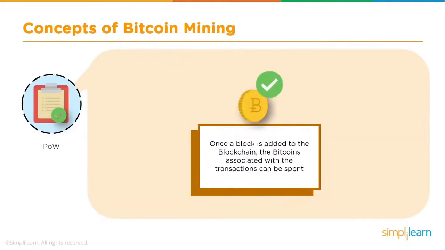Now, once a block is added to the blockchain, the bitcoins associated with the transactions can be spent. So once the block is validated, the bitcoins associated with the transactions aggregated in the block are transferred from one account to another.